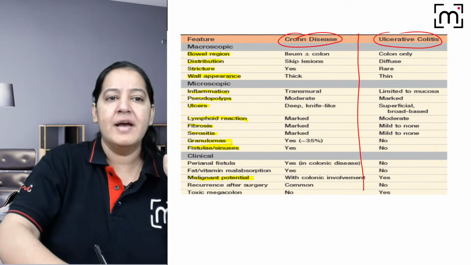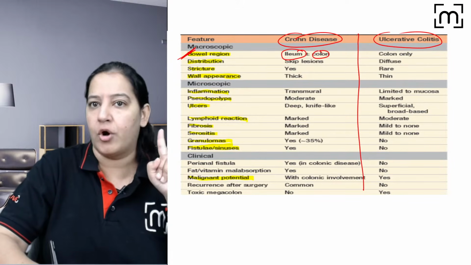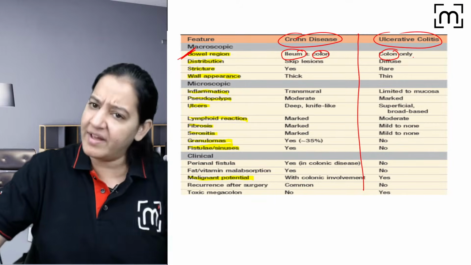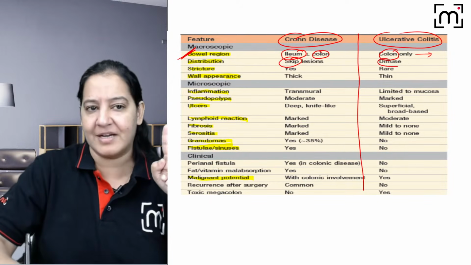Now you tell me the bowel involvement. Here it starts with terminal ileum and goes into the colon. Here it involves the colon and rarely it will come to the ileum, backwash ileitis. Here distribution is skip, here it is continuous.